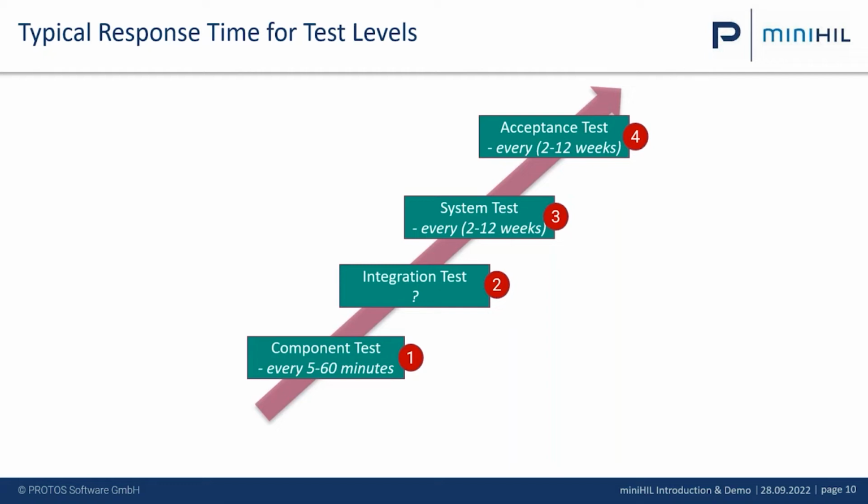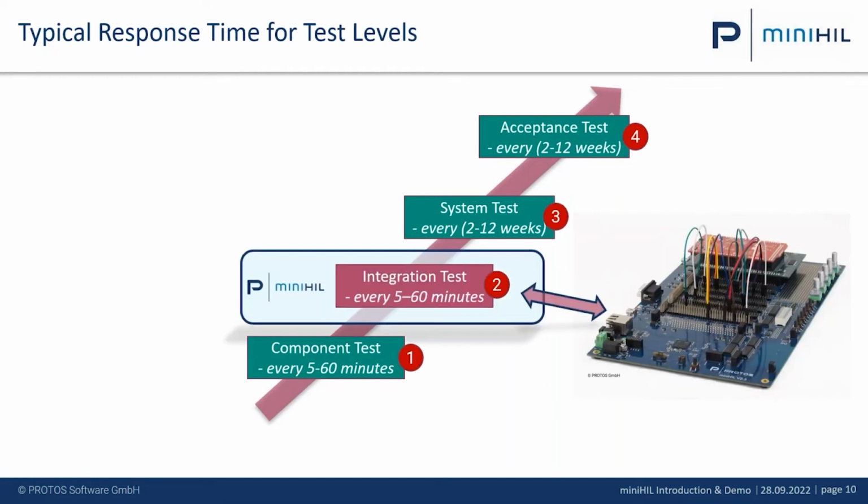And the acceptance test, which is basically on the same level as the system test, also takes between 2 and 12 weeks. So what we do is we bring the integration test into the game here with the miniHIL. On the right side, you see the miniHIL board. Here you have an Oryx adapter to test an Oryx automotive chip, but we also can test any kind of 16 or 32-bit controllers, 64-bit also if you want.